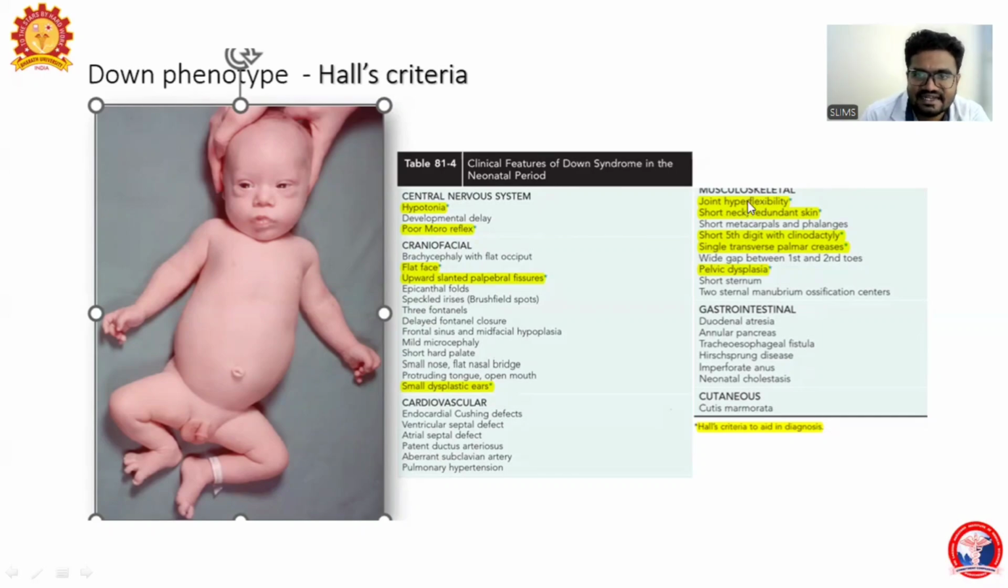And other criteria in the musculoskeletal system: the child is very floppy, so there will be joint hyperflexibility. Also the neck will be short and the skin is redundant, in the sense that there will be a loose fold of skin. And the fifth digit will be curved, that's clinodactyly. And pelvic dysplasia, the pelvic bones are not properly developed, and there will be a simian crease. If you see the palm, there will be a single transverse palmar crease, which is called the simian crease.